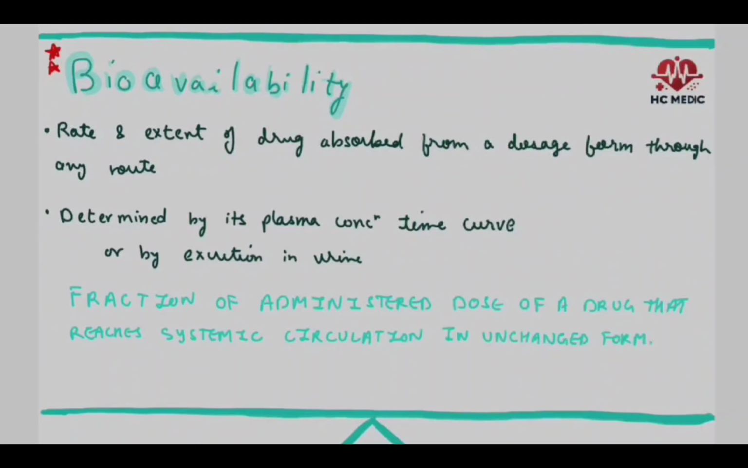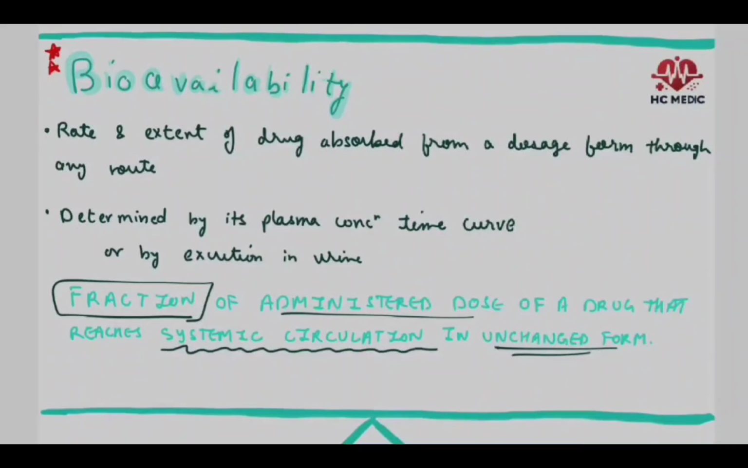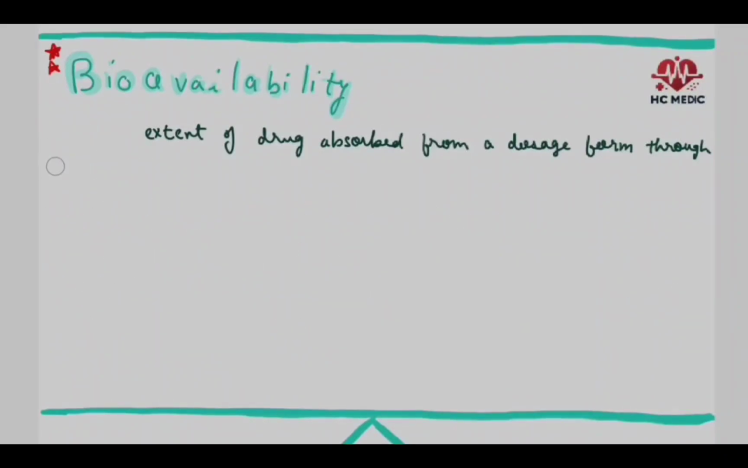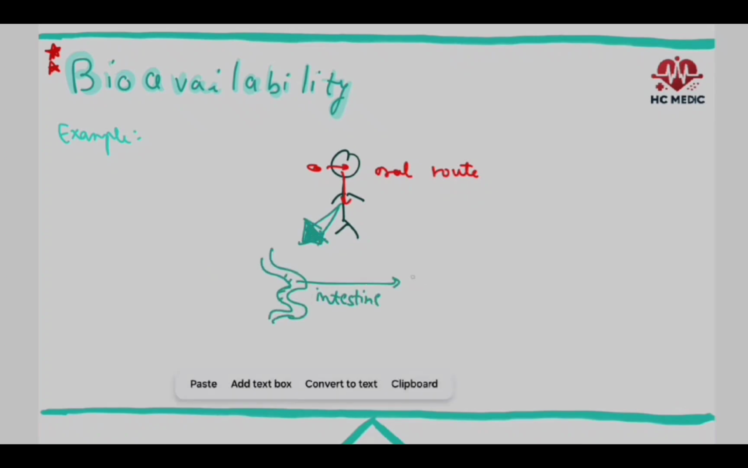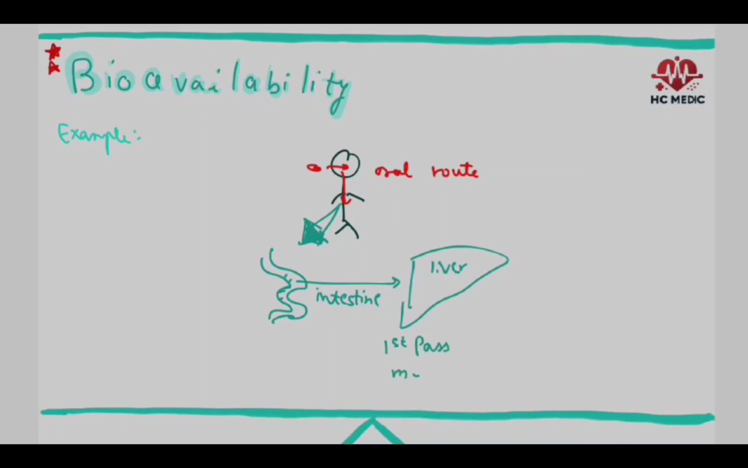Now here the important point to be noted is the fraction. It is fraction of the administered dose in the systemic circulation in unchanged form. Now let's see an example. This is a person who has taken a drug by oral route. Now the drug has entered into the intestine, absorbed in the intestine, and then it has traveled to liver, and this first pass metabolism and now entered into the systemic circulation.